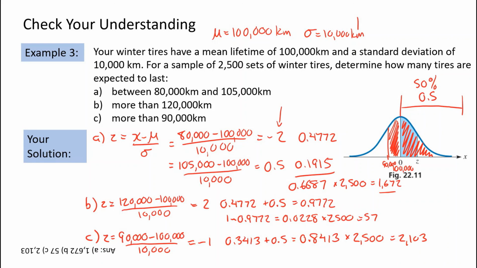2,103. So once again, go through these examples. Understand that these Z-scores are used to find the percentage of values that are falling inside that range for our data set.